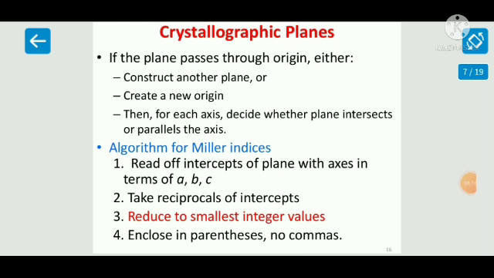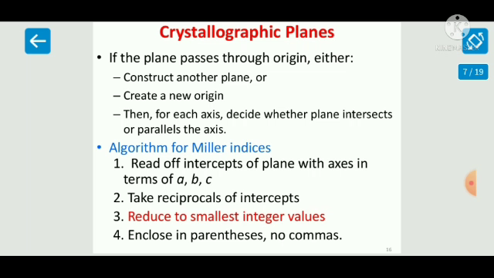Crystallographic planes. If the plane passes through the origin, either construct another plane, another one is here, another one here, or create a new origin. Then, for each axis, decide whether the plane intercepts or is parallel to the axis. The algorithm of the Miller indices: read off the intercepts of the plane with the axes in terms of a, b, c.